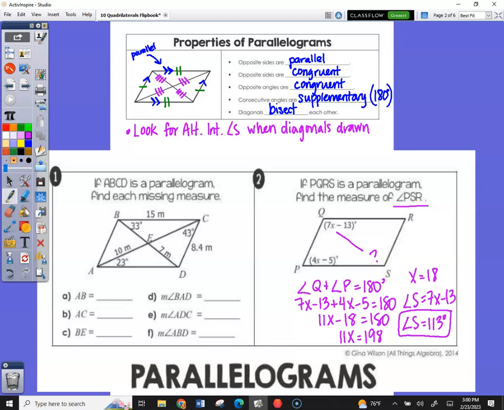So look at this. Notice A, B, and C are only 2 letters. Notice D, E, and F have the angle symbol. That's letting you know that these are lengths and these are angles. Okay? So if you need to make a note to yourself, this is what it looks like if it's talking about a side or a diagonal length. And then this is what it looks like if it's talking about an angle measure. Big difference, right?